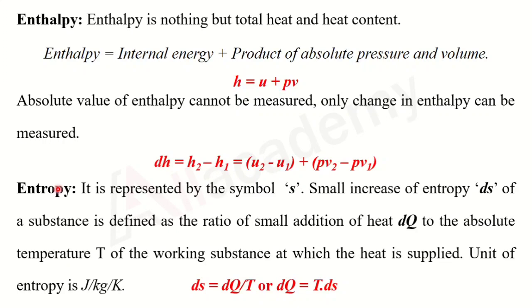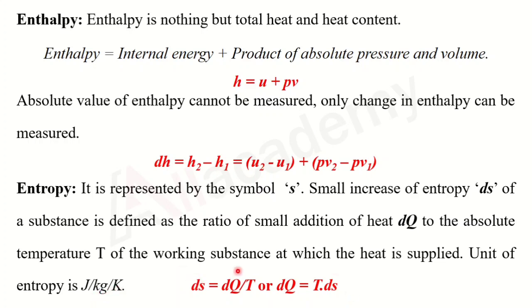Now the next definition is entropy. So what is entropy? Entropy is represented by the small letter S. Generally we say that entropy is a measure of randomness. Here I am expressing delta S, the small increase of entropy of a substance. Delta S is defined as the ratio of a small addition of heat, dq, to the absolute temperature T of the working substance at which the heat is supplied, and it is expressed in joule per kg per Kelvin.